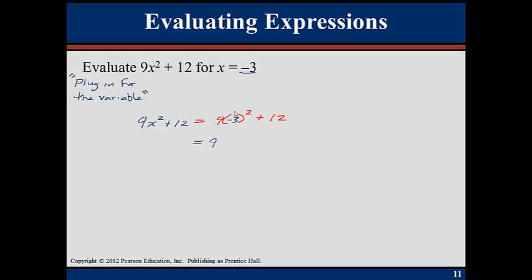and then we have negative 3 squared. This time the negative 3 is the entire thing that's being squared inside the parentheses. So that means negative 3 times negative 3, which is positive 9. So that's 9 times 9 plus 12. Then we move on to multiplication. So 9 times 9 is 81 plus 12. And we finish it by adding, and we get 93.